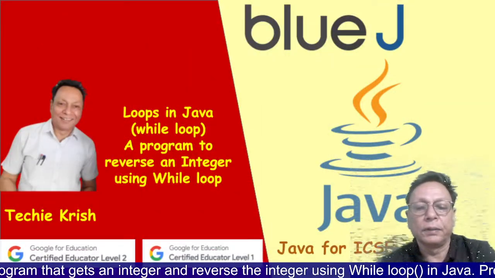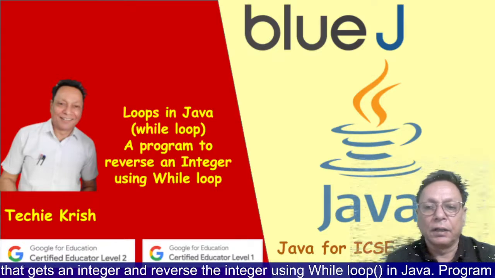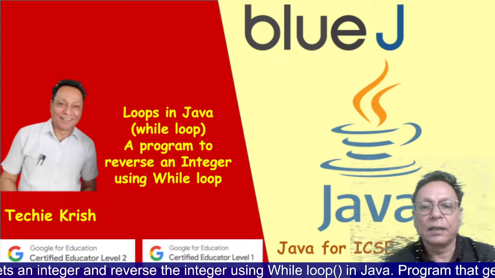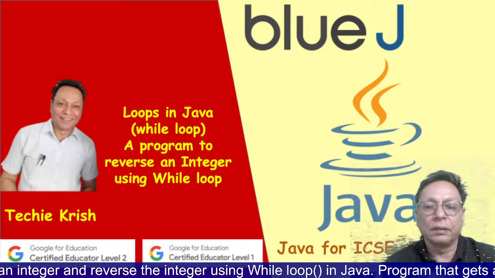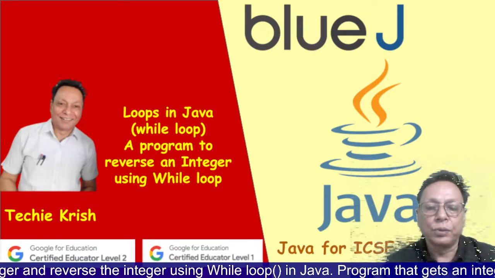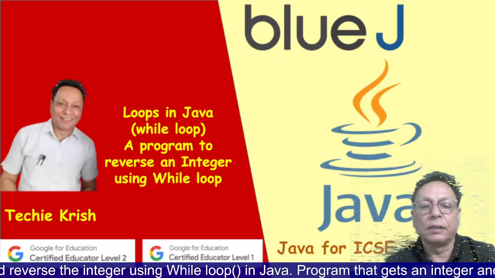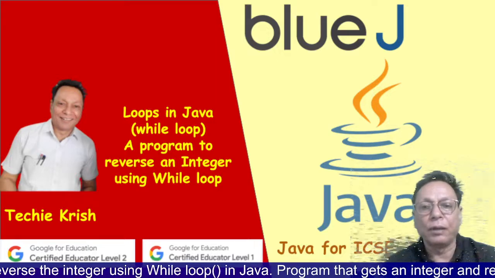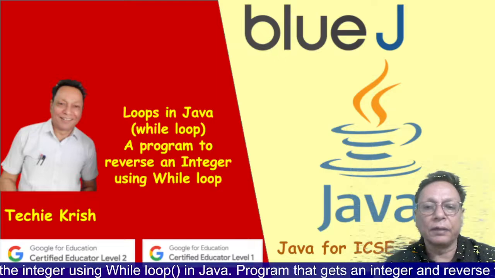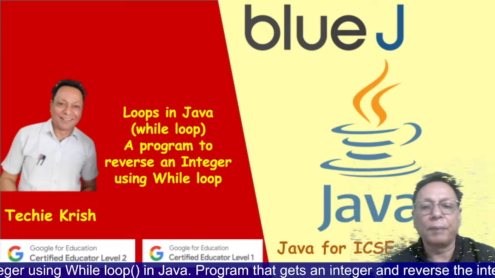So I hope you understood the program which I have created using the while loop and the Scanner class. Through the Scanner class, I got the integer entered, and after that used the while loop and reversed the integer. After reversing the integer, I checked whether the original value and the reversed value are equal. If both are equal, then this integer is palindromic. Otherwise, this is not a palindromic integer.